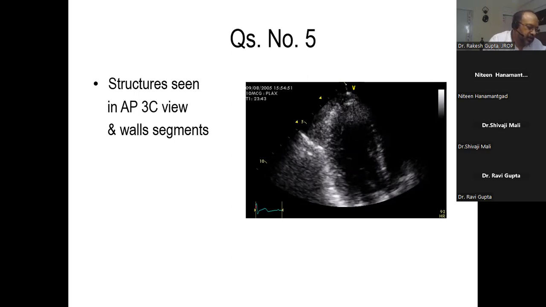Anchal Dikshit, Lucknow. Yes, sir. Anchal, tell me the structures. Sir, this is anterior septum and that is the posterior wall. Perfect. Correct. And close to the aorta is the anterior mitral leaflet and below is the posterior mitral leaflet. Correct. And what is this? Aorta. What is this? Aortic valve and right ventricle. Right ventricle.